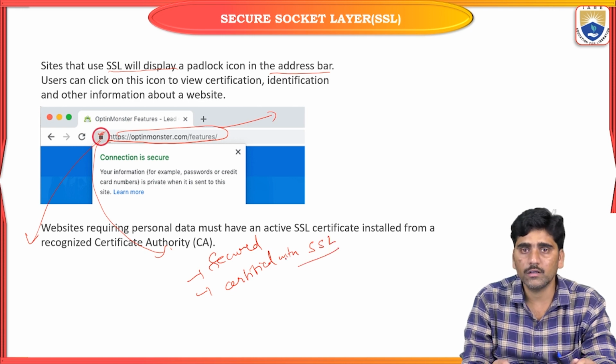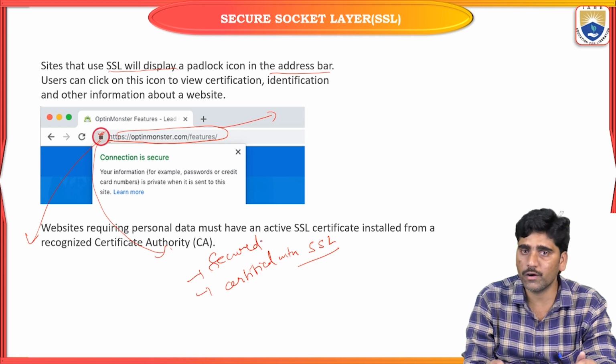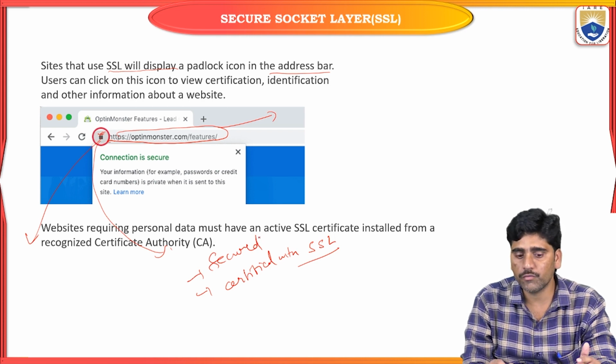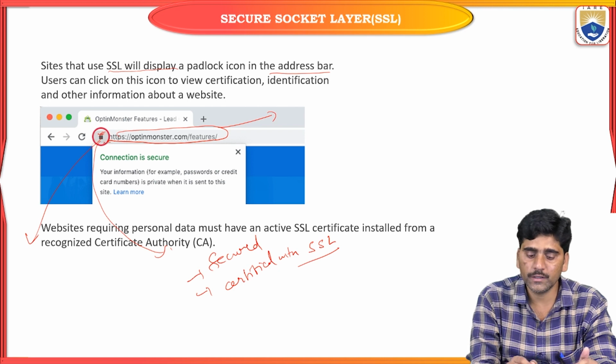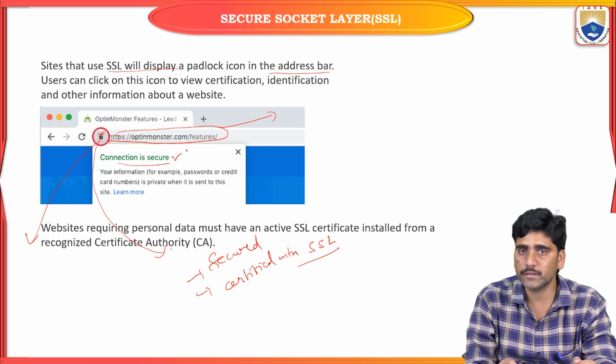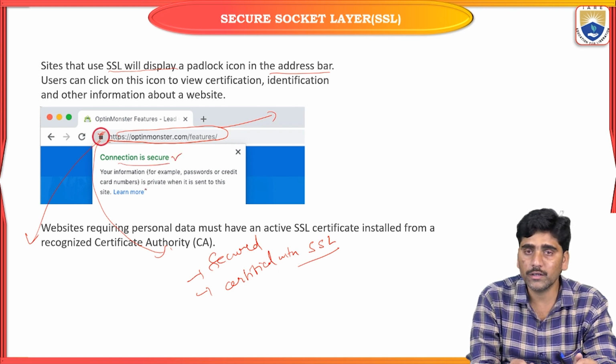So now you can see the contents of that website, and if you want to fill any registration form or login forms, you can fill all the fields. Here you click on that padlock sign that indicates that the connection is secure. It displays that your information, for example passwords or credit card numbers, is private when it is sent to this site.